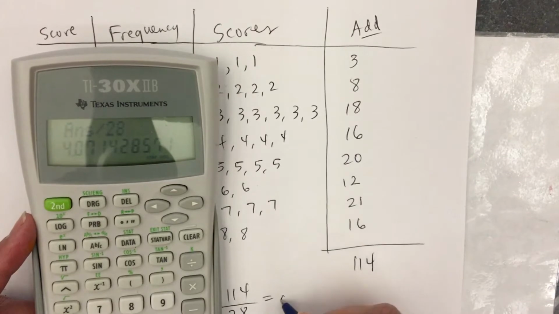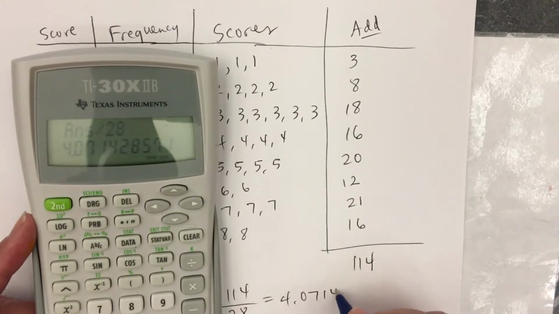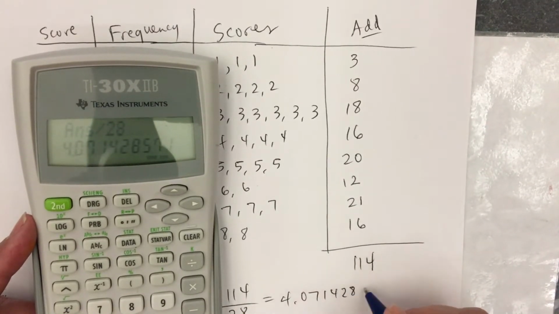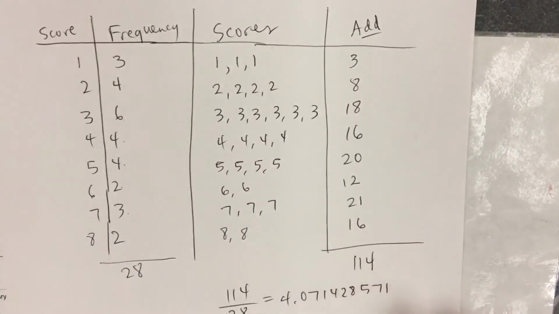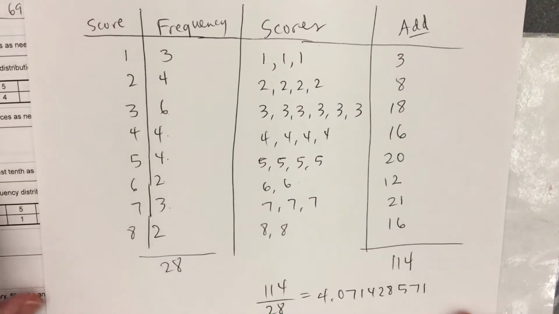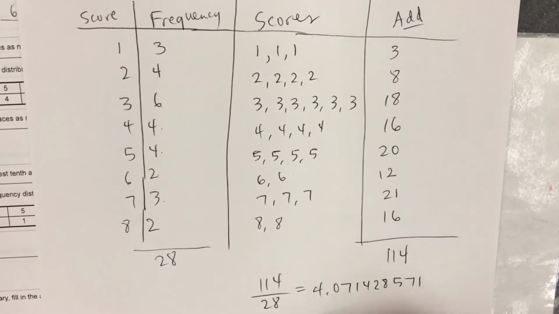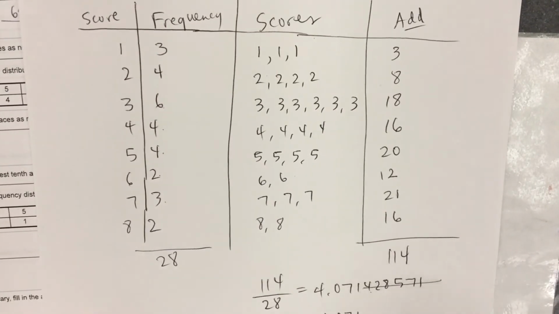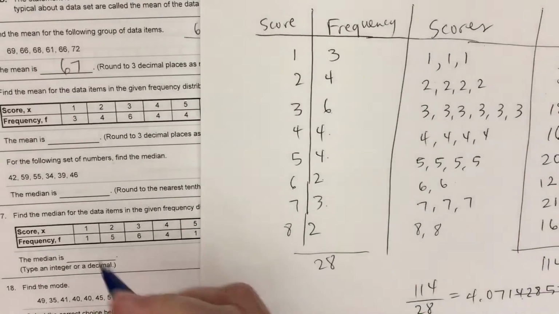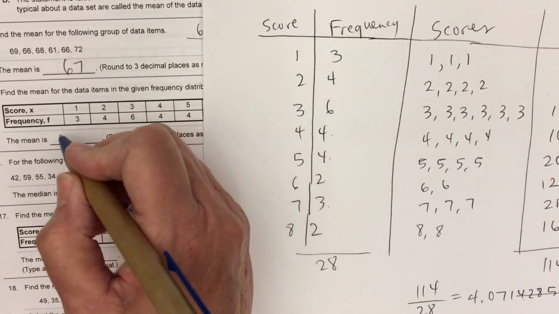I get 4.071428.571. They did say round to 3 decimal places. 3 places after the decimal. After the 1, there's a 4. That's less than 5. We'll drop it off. 4.071.